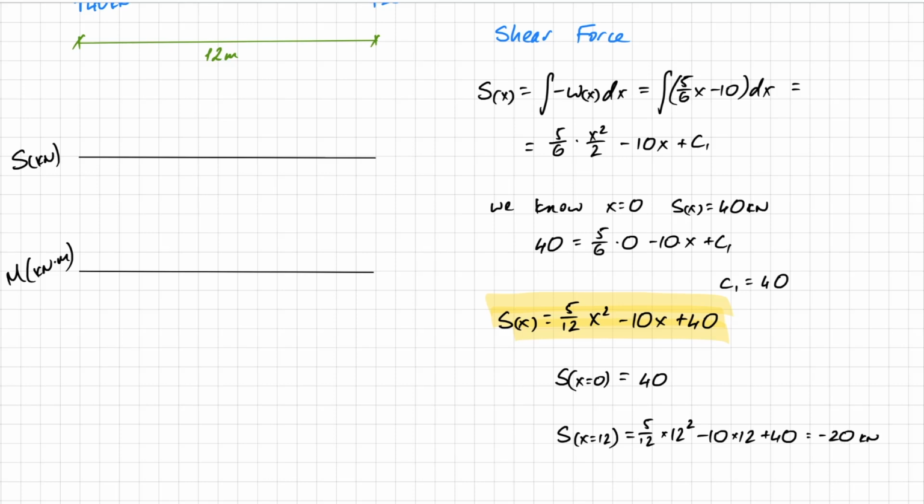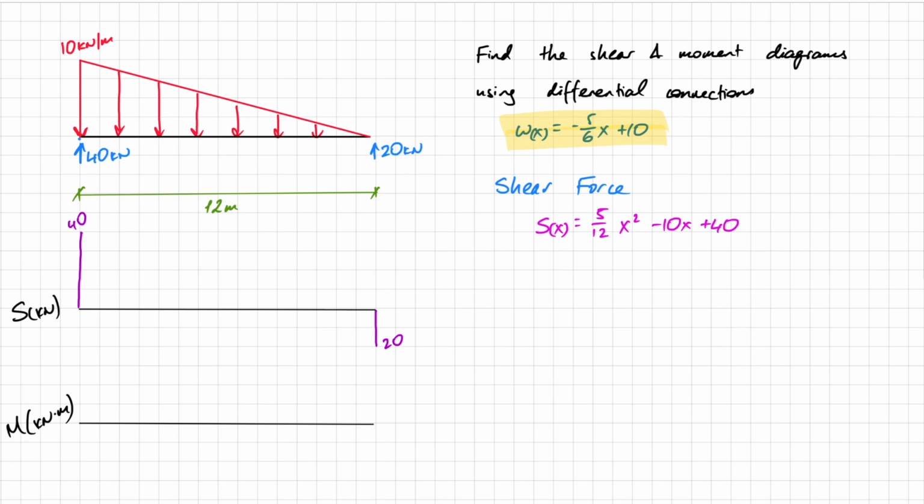So let's put those points on the graph first. So here I have 40, here I have 20. And I know according to the shape, right, according to the x squared, that this is going to be a parabola. But there is one more thing that I want to find out, and I want to find out exactly when the shear force crosses 0. And that is really important to me, because I know that when the shear crosses 0, the moment will be max or min.